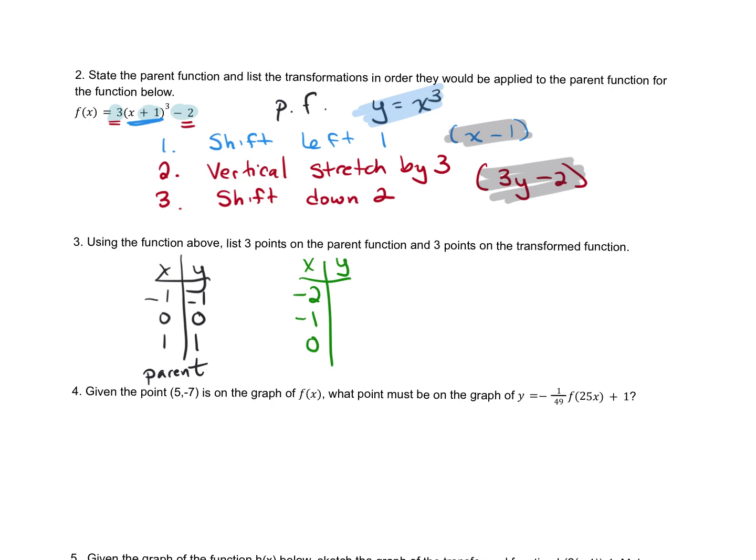Now for the y's, same idea. We're going to multiply by 3 and subtract 2. So if I start with the -1, 3 times -1 is -3. Minus 2 is -5. 3 times 0 is 0. 0 minus 2 is -2. And then 3 times 1 is 3. 3 minus 2 is 1.